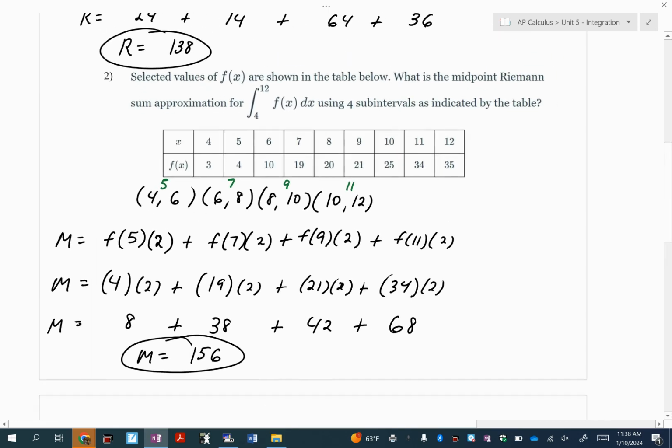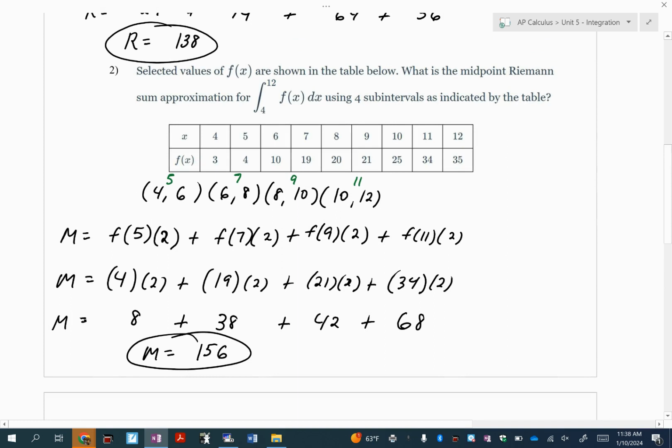Any questions on the setup for the midpoint? We're about to enter the last one, which is the hardest one: the trapezoid.